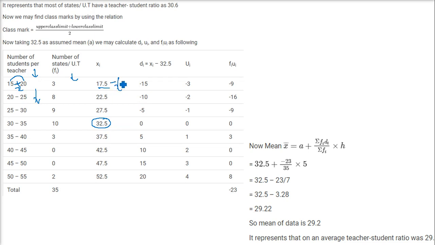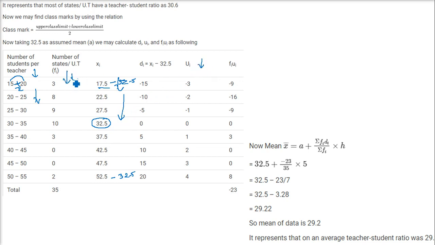assumed mean. So subtract each value from this, meaning the assumed mean from all the values of this column. So 32.5, like this we do, like this, 52.5 minus 32.5. So all these values have to be subtracted by 32.5 or from 32.5. So we get this column.